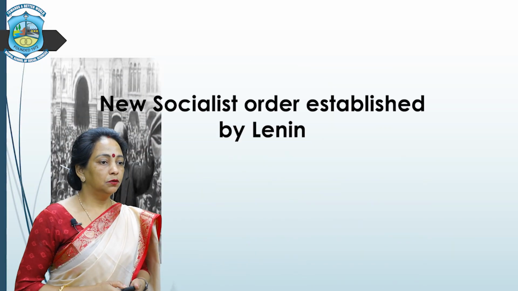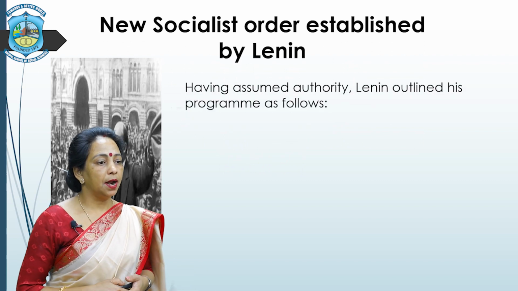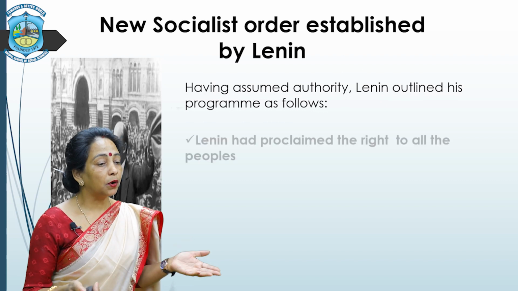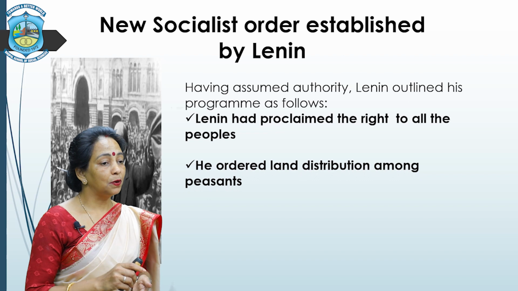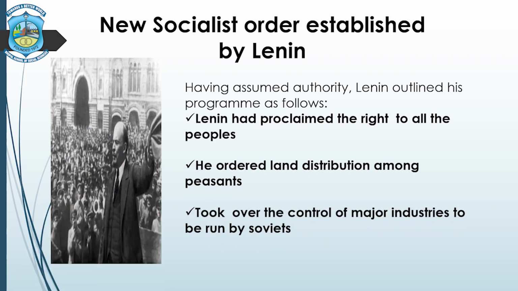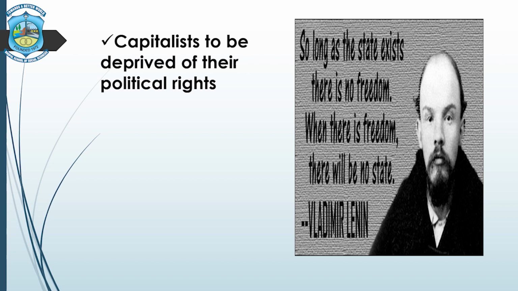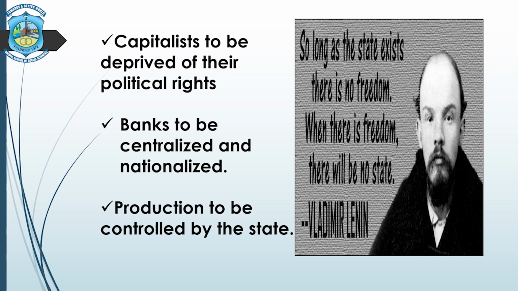The new socialist order which was established by Lenin had some outlined programs, which are as follows. First, Lenin proclaimed the right of self-determination to all the peoples. He ordered land distribution among peasants, took over the control of major industries to be run by Soviets, capitalists to be deprived of their political rights, banks to be centralized and nationalized, and production to be controlled by the state.